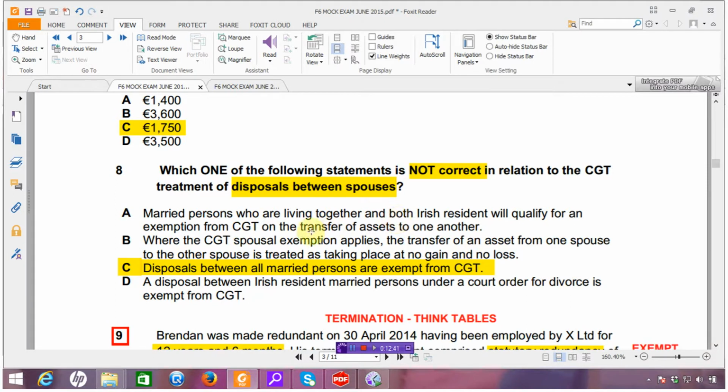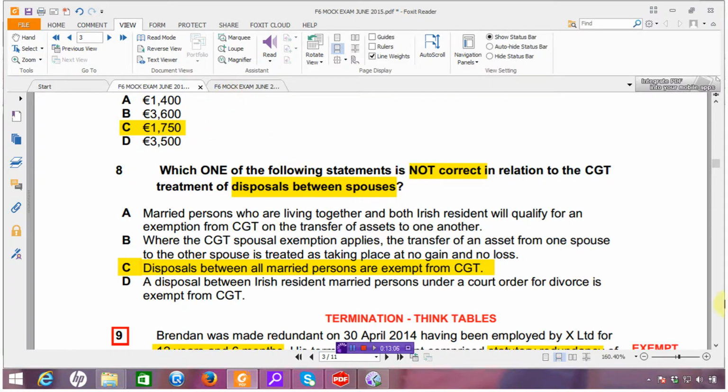Quite a lot of information given here, and I think the key point is that there will be instances where the married exemption or the spouse exemption will not be available. So a little bit of rote learning there. Certainly the other ones are totally correct. It's just that C, that in certain circumstances the CGT exemption will not apply.